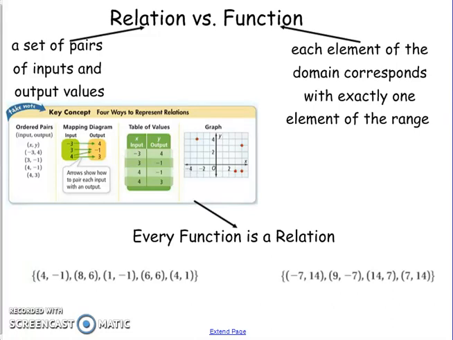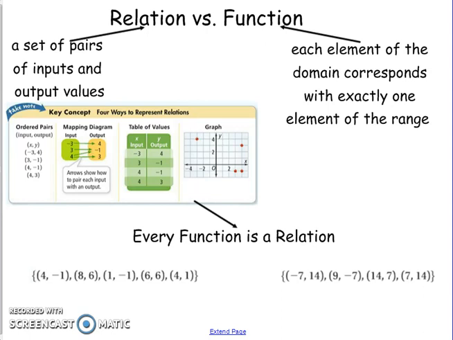The difference between a relation and a function is that every function is a relation, but not every relation is a function. So a relation is a set of pairs of inputs and output values. For example, the inputs are the x values, the outputs are the y values. So just basically having a bunch of ordered pairs. A function means that each element of the domain corresponds with exactly one element of the range. So in simpler terms, no x's repeat.